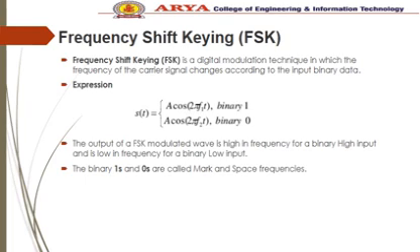Frequency shift keying is a digital modulation technique in which the frequency of the carrier signal changes according to the input binary data. The expression for the binary one is the signal as cos 2 pi f1t, and for 0 the signal is transmitted as cos 2 pi f2t. Here, to modulate the 0 and 1, different carrier frequencies are used. To modulate 1, we use the high carrier frequency, and to modulate 0, the low carrier frequency is used. The binary 1 and 0 are called the mark and space frequencies.